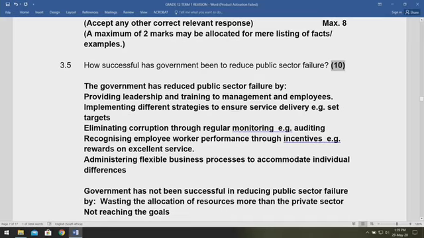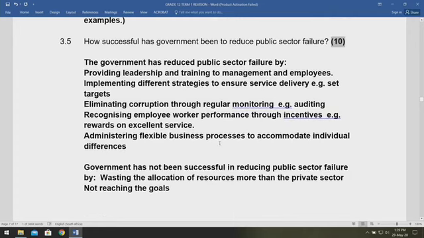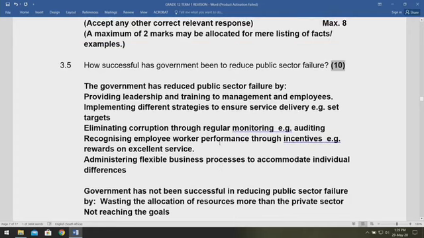And immediately people say, no, but they haven't been successful. And others will say, yes, but they have. It's okay, guys. It doesn't matter which way you look at it, whether you're going to look at it from a positive perspective or a negative perspective. It doesn't say give the positives to show the success of government in reducing public sector failure. It doesn't say give the negatives to show how government has not been able to reduce public sector failure. They just say, how successful have they been? So, in some cases, they've been very successful, and in other cases, they've not been successful. Okay? So, it depends on what is your take.